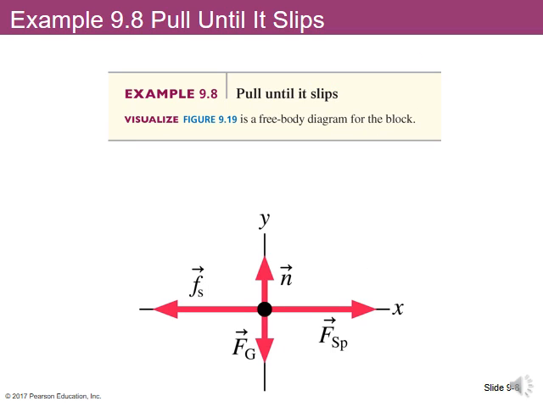So the first thing we want to do is start with drawing a free body diagram. It's always a good place to start. If you don't know what else to do, you're never going to go wrong by starting with a free body diagram and identifying what forces are acting on the block. In this case, we would have 4 forces. In the up and down direction, we have the normal force acting up, we have the force of gravity acting down. To the right, we have the spring force, and to the left, we have the static friction force.